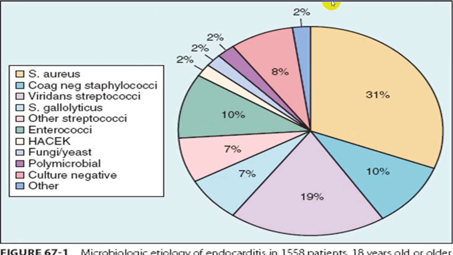You can see among the most common organisms, this is Staphylococcus aureus. The second big group is Streptococci viridans, 19%, and this is 31%. And then Staphylococci, this is another Staphylococci. Then this is another Streptococci. You got a HACEK group, etc. But the most common group is Staphylococcus aureus and Streptococci viridans.